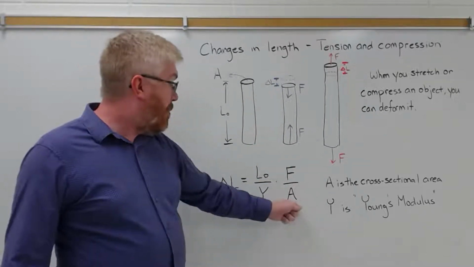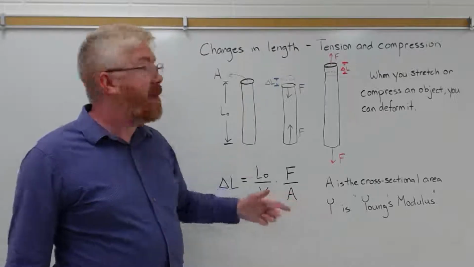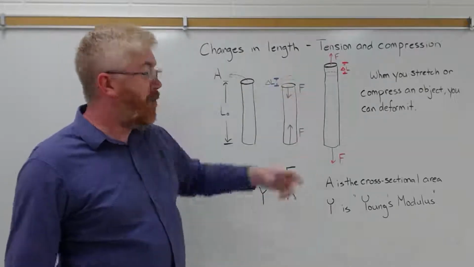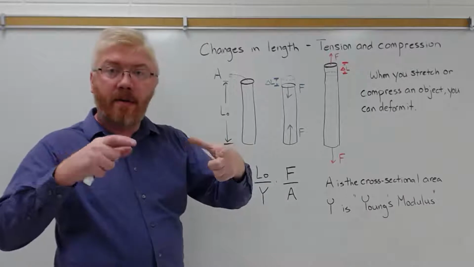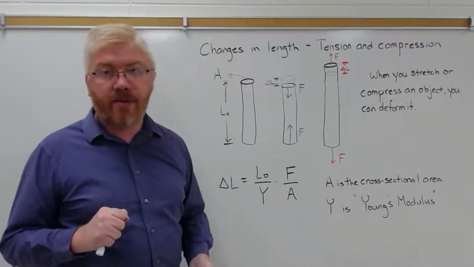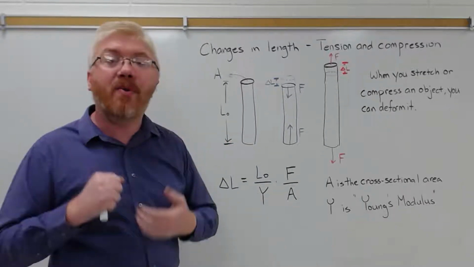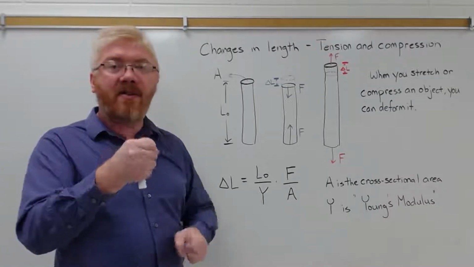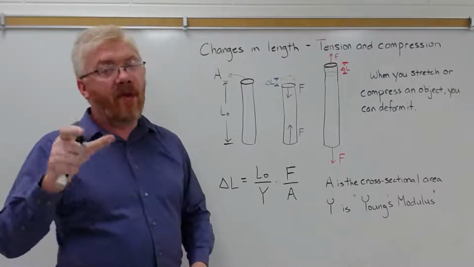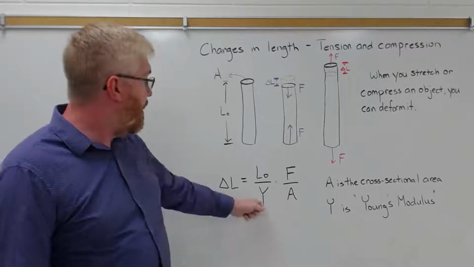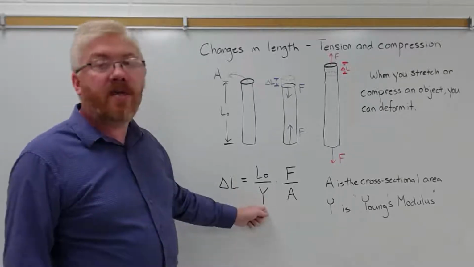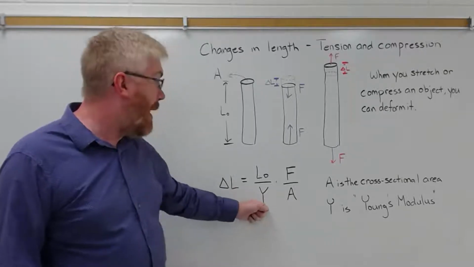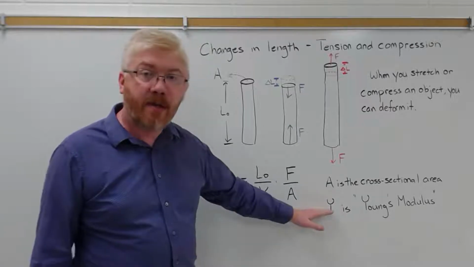It's inversely proportional to the cross-sectional area. And the way to think about that is, imagine this is a cable. The thicker the cable, the less likely it is to stretch, or the less stretch that you get out of a thick cable. So very, very thin cables will stretch quite a bit. Very thick cables, not so much. And then finally, it's inversely proportional to this variable Y. This Y is called Young's modulus.